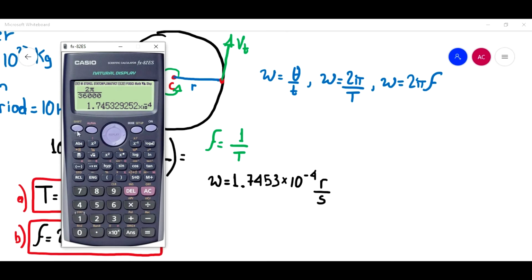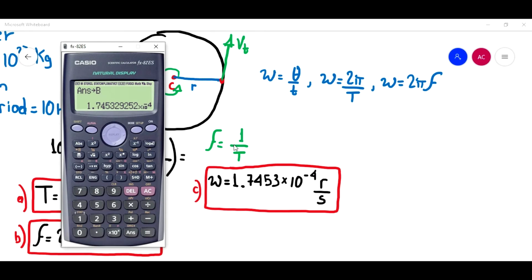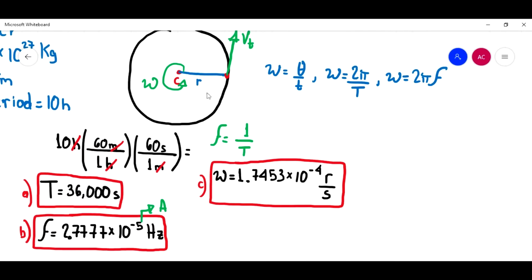And this value I'm going to save in the memory B of my calculator, because I'm pretty sure that I'm going to need it, and I'm going to circle this one because this is the letter C. So how many radians in 1 second? Well, that's particularly nothing. 0.00017 radians in just 1 second. That's nothing.